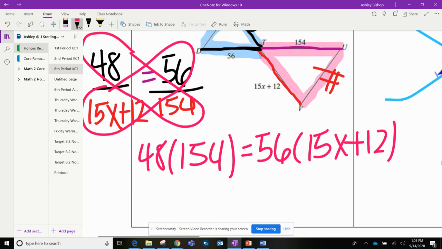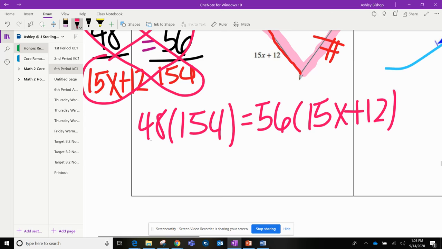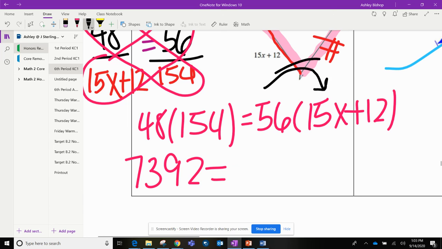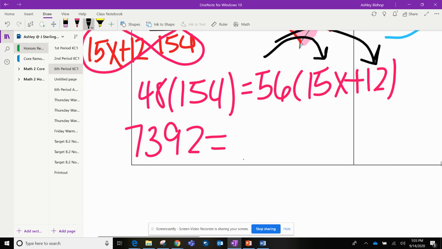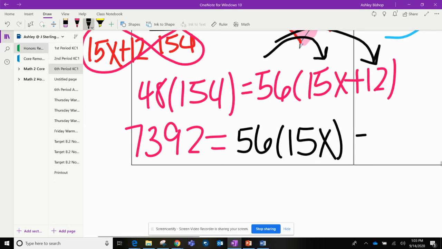Try to remember what I do here. First things first, I can clean this side up. 48 times 154 will give me 7,392. And I'm going to set that equal to, well, I need to know how to clean up this side. Whatever's on the outside of these parentheses needs to get distributed to the inside. 56 has FOMO. And so I'm going to multiply 56 times 15x. And in addition to, so I'm going to add, I'm also going to multiply 56 times 12.